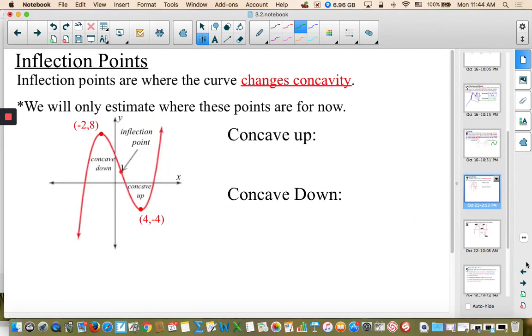The places where it changes concavity are called inflection points. And you might want to add up here to inflection points. These are often called the points of inflection.